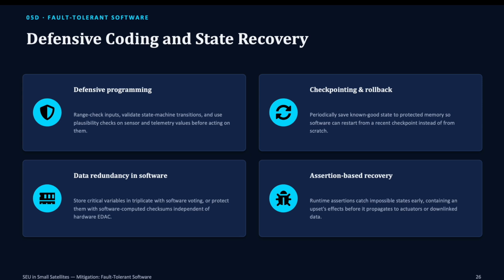Different types of this include defensive programming, where you range check inputs, validate state machine transitions, and use checks on sensors and telemetry values before acting on them. We also have assertion-based recovery, where the runtime assertion catches impossible states early and then contains an upset's effect before it propagates to the actuators or the downlink data.